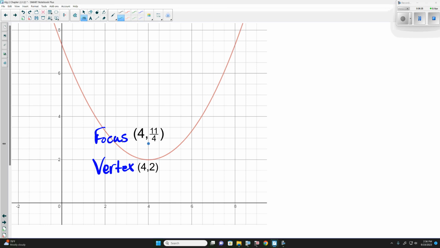Now, what we're looking at here: we want to find the equation of this parabola. There are two forms that we have. One of them is x equals 1 over 4p times y minus k squared plus h, and the other is y equals 1 over 4p times x minus h squared plus k. Looking at these two, we need to, one, determine which one we're going to use, and then find the values of h, k, and p.